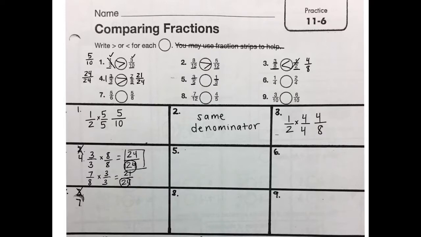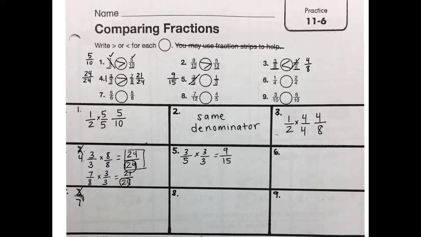So 3/5, I need to multiply it by 3 over 3 to get 3 times 3 equals 9. 5 times 3 equals 15. I get 9/15. So I can come up here and change my 3/5 to 9/15.